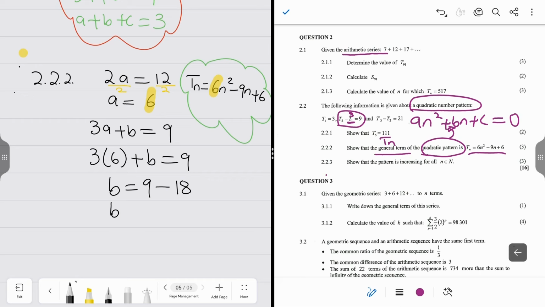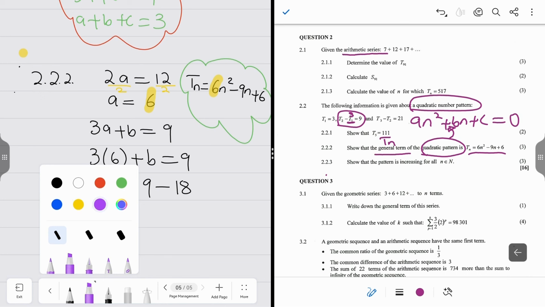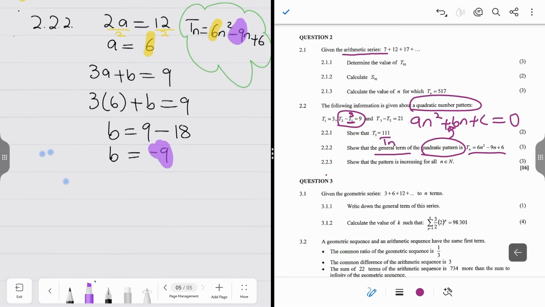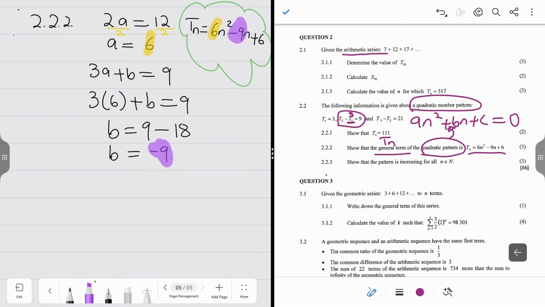Remember, we have a target of having b be negative 9, so we need to check that that is actually true. When we are finding b here, our aim is to make sure that it becomes negative 9. Voila, we actually have got it right. It is negative 9. Then we move to the next one, which is the last one. So we have a plus b plus c equals, what was the value?